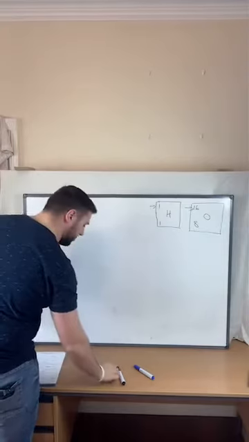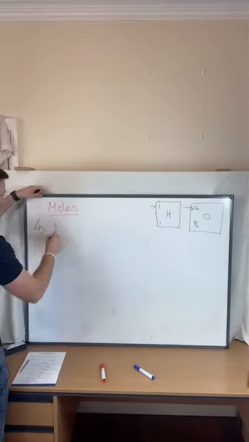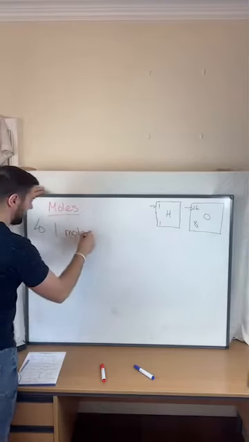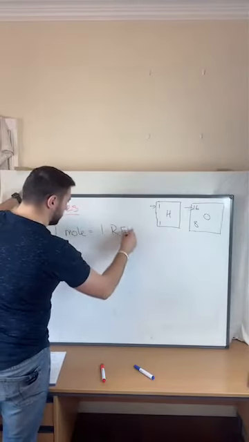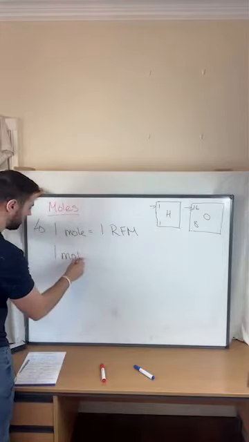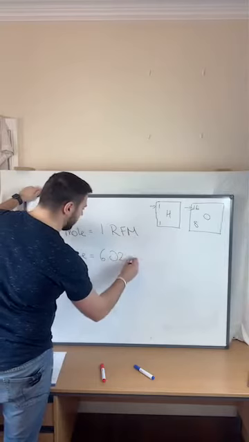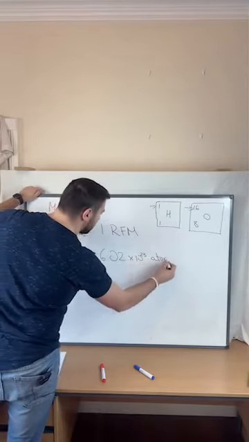Moles is just a unit of measurement, okay? So moles can be looked at in a couple of different ways. 1 mole is like saying 1 relative formula mass of the substance. You could also say 1 mole is like having 6.02 by 10 to the 23 atoms or molecules of a substance.